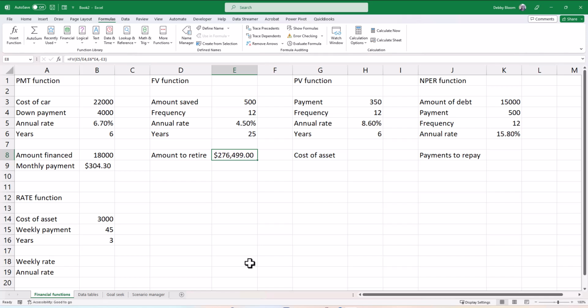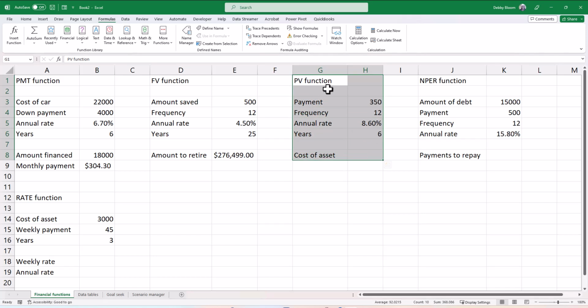Now let's look at the PV function. With a PV function, we know how much money we want to pay per month for a house or a car, but we don't know what that represents. So most people go shopping for a car and they say, well, I can afford $300 a month, I can afford $350 a month, but they don't really know how expensive a car they're shopping for. So for this answer, we can use the PV function.